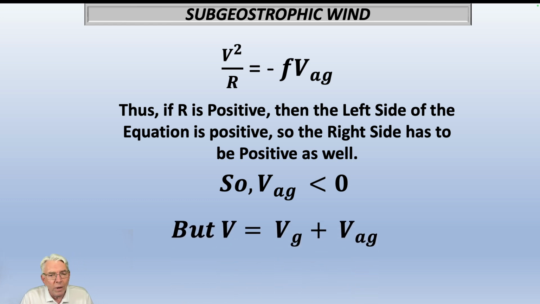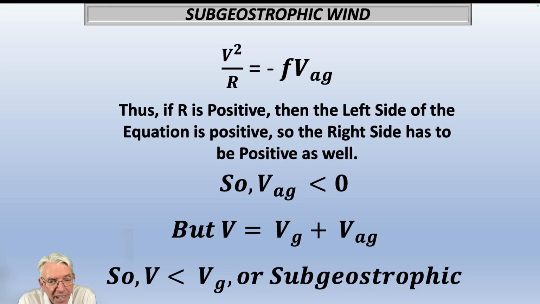So if the total wind is equal to the geostrophic wind plus the ageostrophic wind, and the ageostrophic wind is negative, that means that the total wind has to be less than the geostrophic wind, or what we call subgeostrophic. So with a low pressure area, the winds end up being less than the geostrophic wind if you were to calculate what the geostrophic wind is. Okay, so the winds are a little bit weaker than geostrophic.